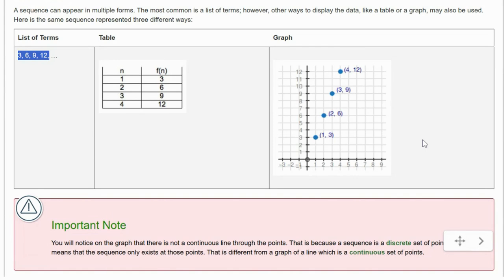Why is that 2, 6? What's the 2? Other questions before we continue? 3, 9. What is that 3 telling us? Okay, make sure you are double checking. It's the value of x. 8th grade. Okay, what's it telling us in the table next to it? 1, 3, 2, 6, 3, 9. What is the n? It's the term number.